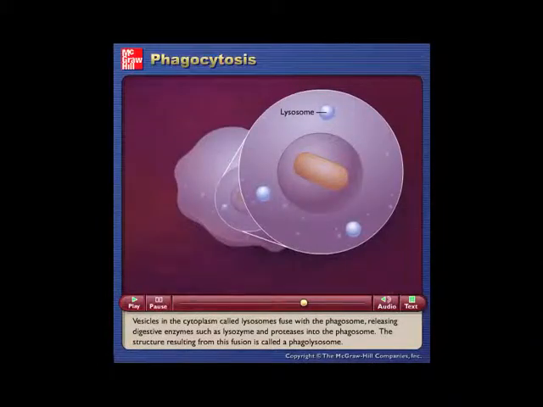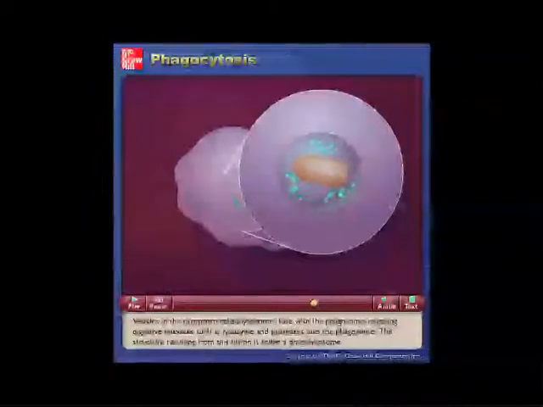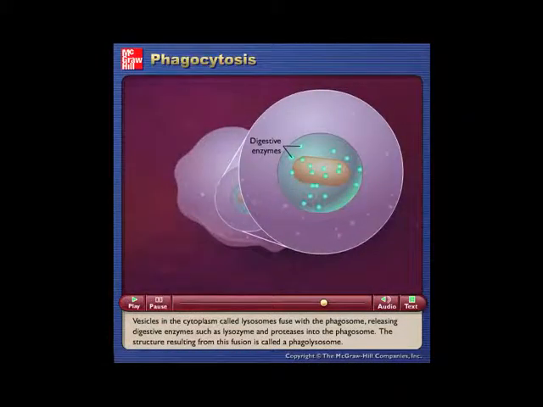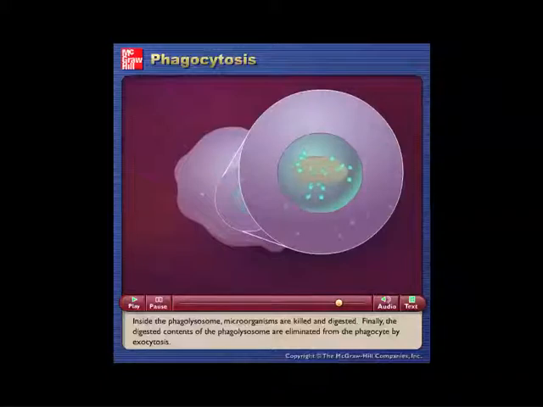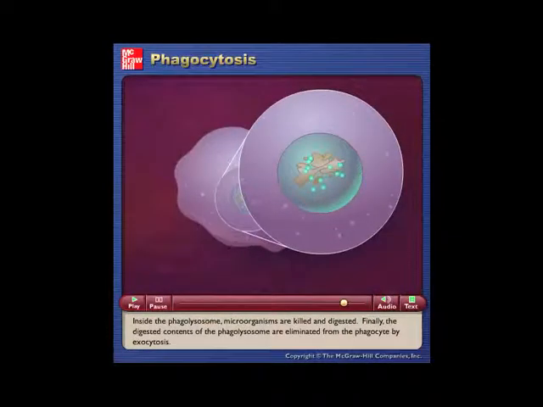Vesicles in the cytoplasm called lysosomes fuse with the phagosome, releasing digestive enzymes such as lysozyme and proteases into the phagosome. The structure resulting from this fusion is called a phagolysosome. Inside the phagolysosome, microorganisms are killed and digested. Finally, the digested contents of the phagolysosome are eliminated from the phagocyte by exocytosis.